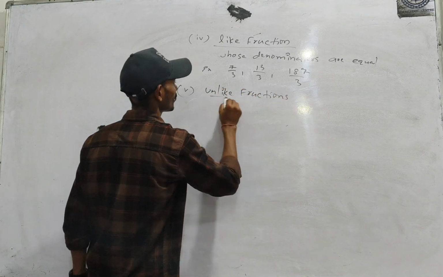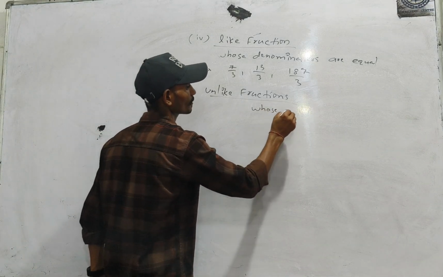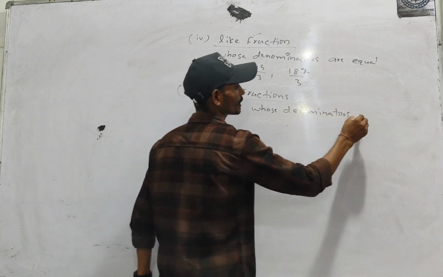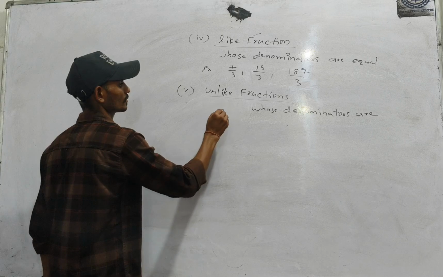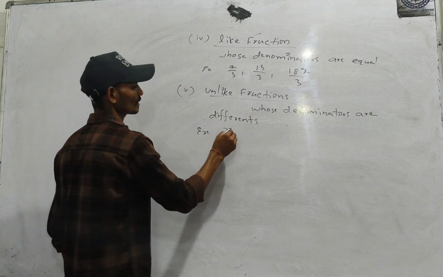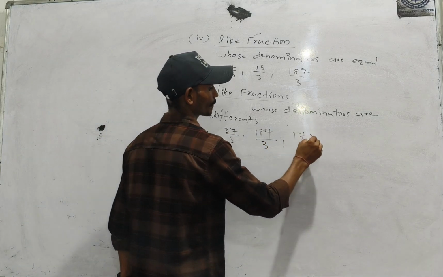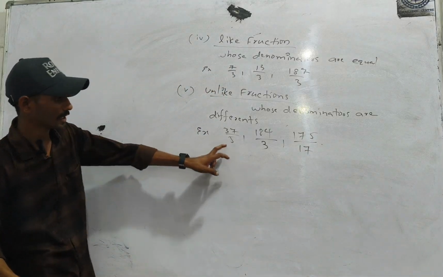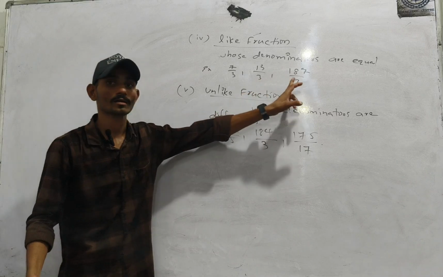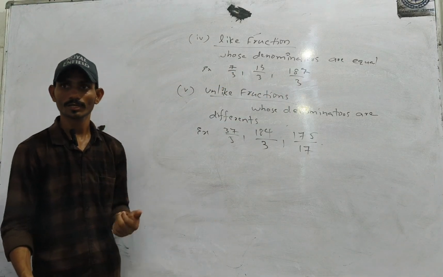Next, unlike fractions. Unlike fractions means fractions whose denominators are different. Examples: 37 by 5, 184 by 3, next 75 by 17, whose denominators are different. These are called unlike fractions. Like fractions means denominators are equal, not numerators equal. Don't get confused. Okay?